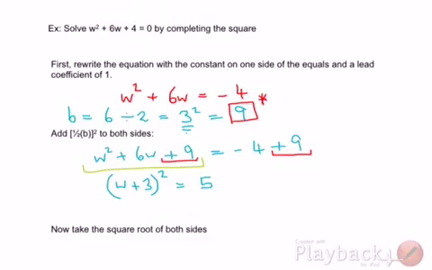And now I can take the square root of both sides, because w plus 3 all to be squared is equal to 5. Okay, so I'm just going to go over the page. So I'm going to write that equation up again. So w plus 3 all to be squared is equal to 5.